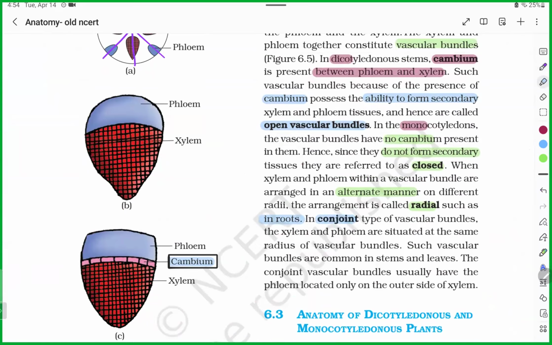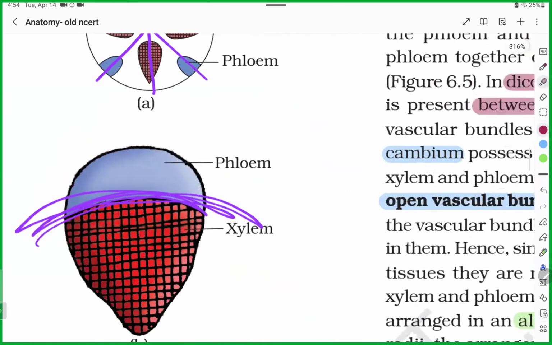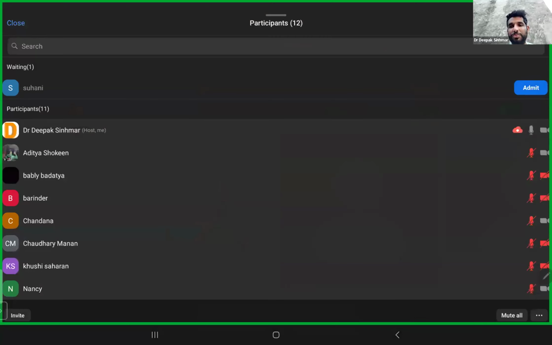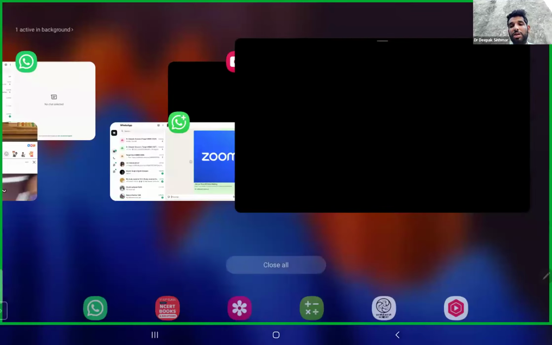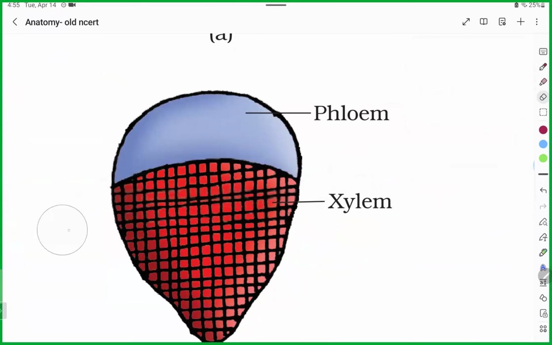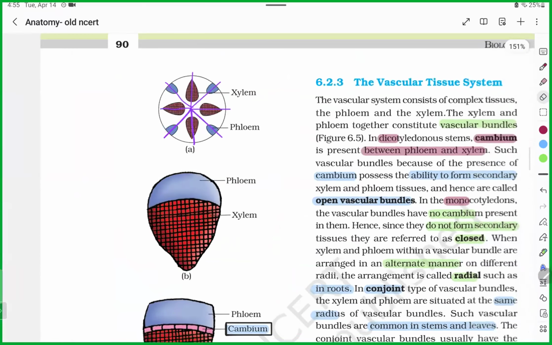Conjoint means on the same radius, where xylem and phloem are present on the same radius, as you can see in this diagram, this common radius. Correct. And conjoint are present in stem and leaves. In case of conjoint, you can see phloem is outside of the xylem, as you can see in the diagram. Phloem is outside, xylem is inside. Okay. Any doubt, guys, up to here?